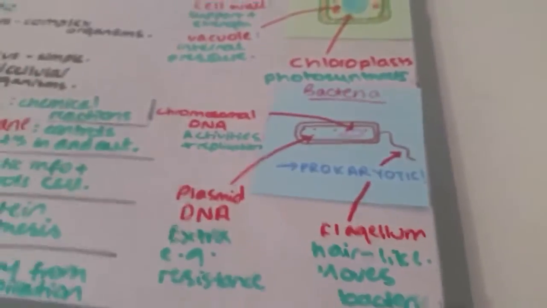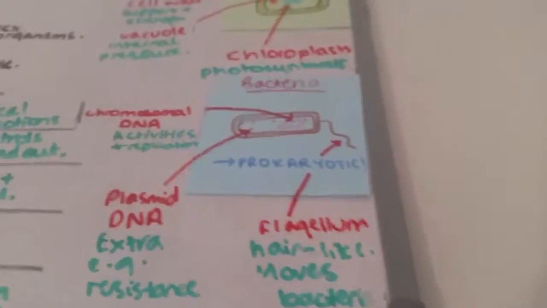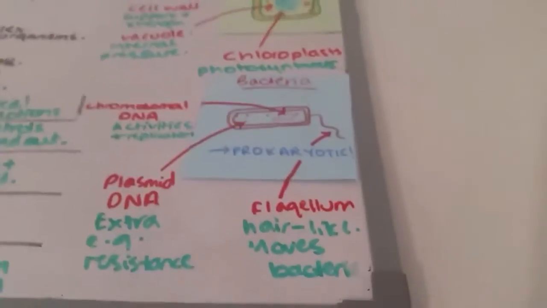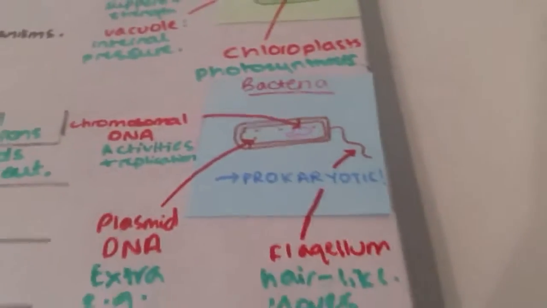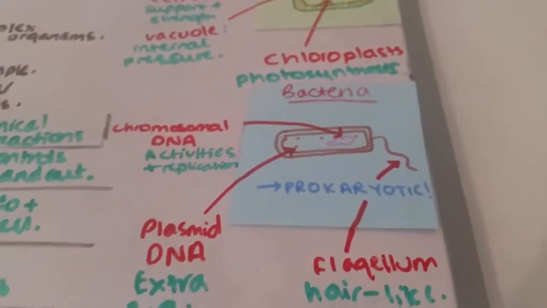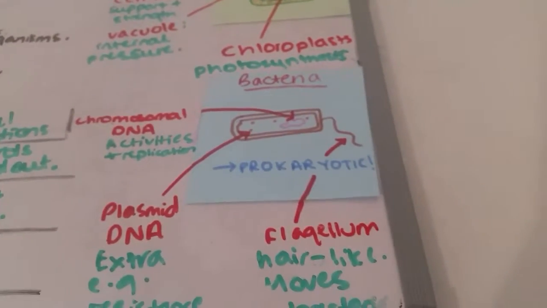Now, there's something different about bacterial cells. They're actually prokaryotic. Now, what does it mean again? Prokaryotic cells are cells which do not have a nucleus. No nucleus, and they are simple structures. They're usually unicellular, which is what bacteria are. They are unicellular organisms.